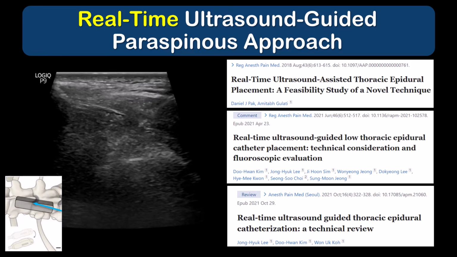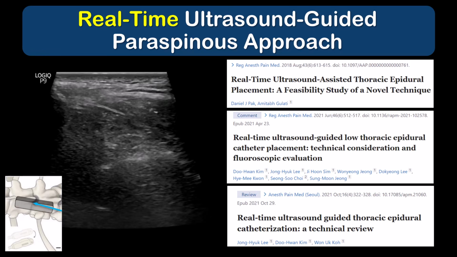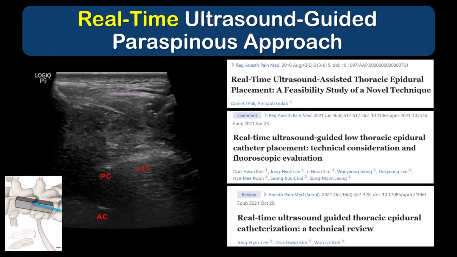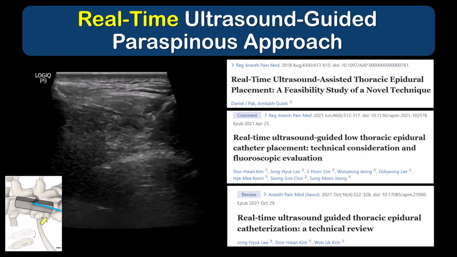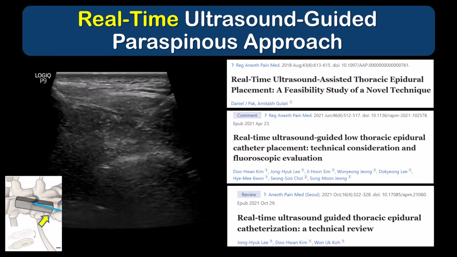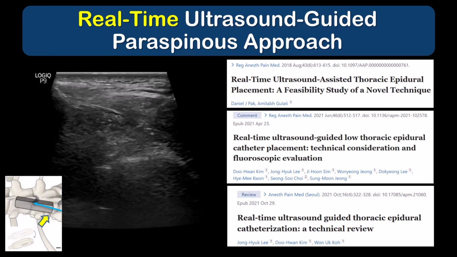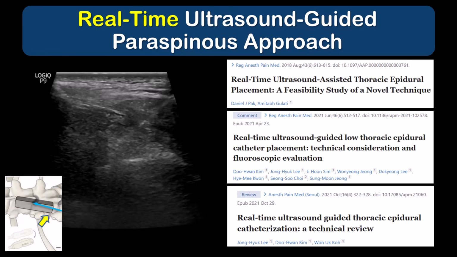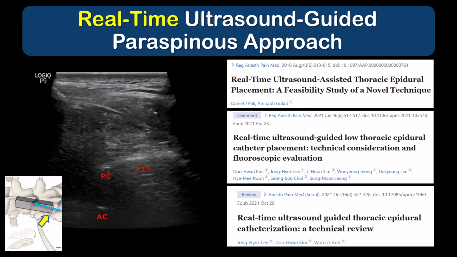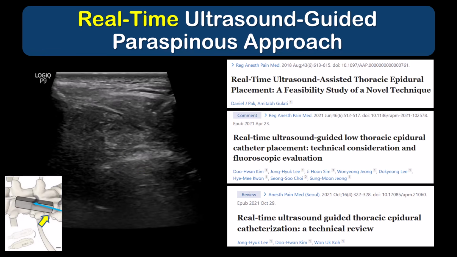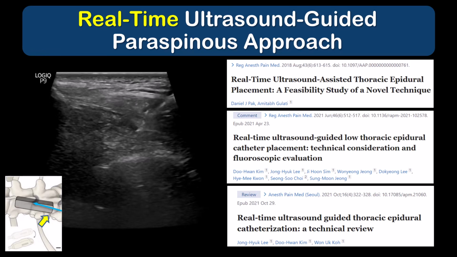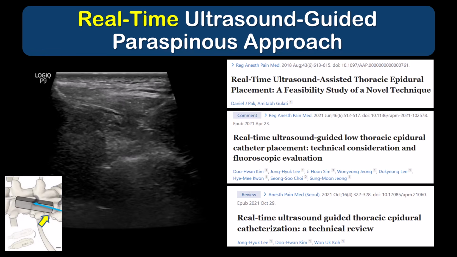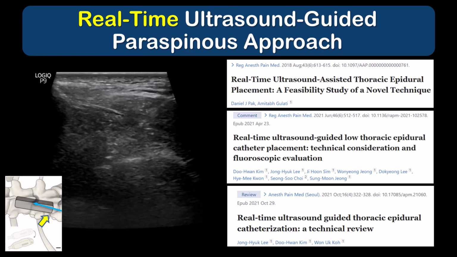A parasagittal oblique view is again obtained of the thoracic vertebral interspace, with an important point being that the probe is angled slightly to avoid imaging the lower facet joint, which can sometimes present an obstacle to the needle trajectory. It's worth noting that this technique has so far only been described at lower thoracic levels, T9 to 10 or lower, where the spaces are wider than at the higher mid-thoracic level.